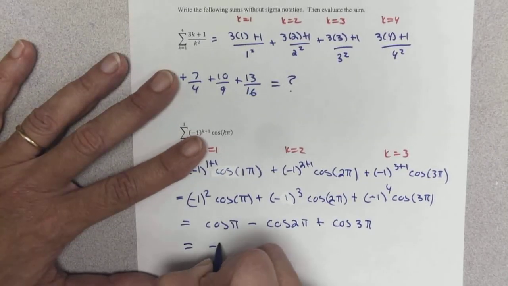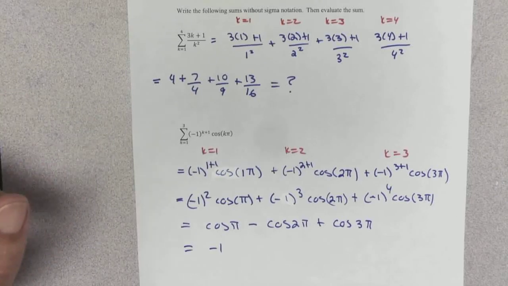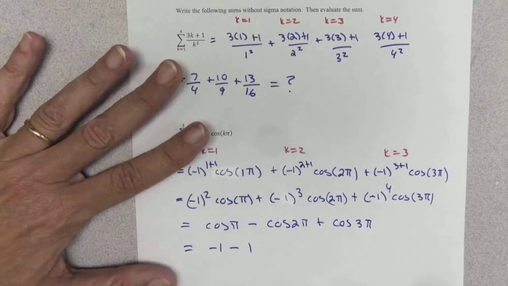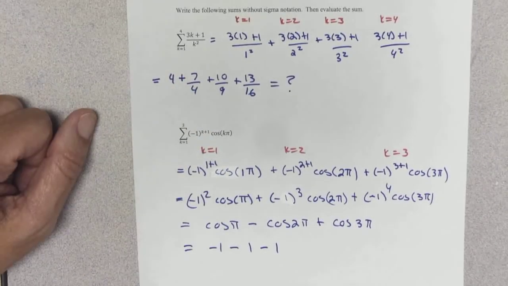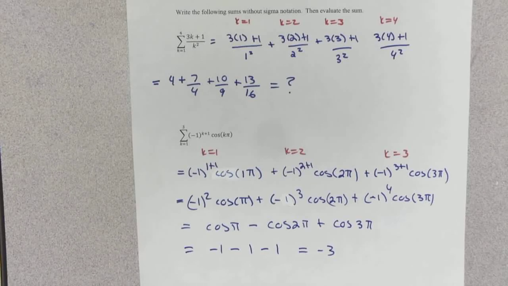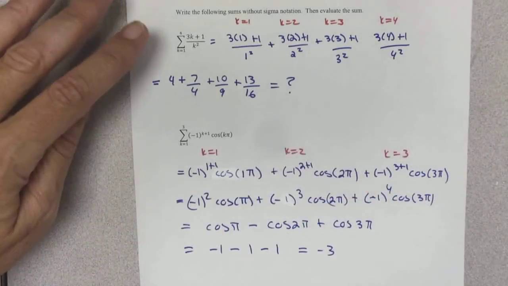Now finishing out the arithmetic, cosine of pi is negative 1. Cosine of 2 pi is 1. Cosine of 3 pi is negative 1. And so this whole answer is negative 3 pi. So there's going that way, just understanding what summation notation means. Then creating summation notation.